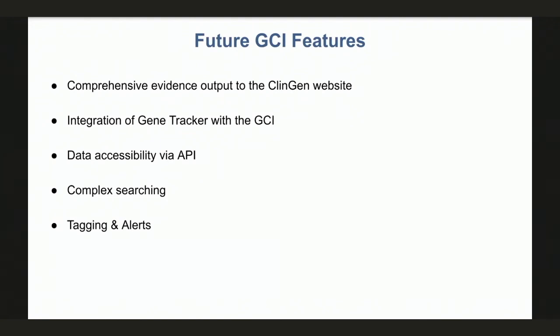We're also working on an API for the GCI so that ClinGen GCEPs can access and export all of their own data. And we're currently specifying what complex search features users would like to be able to use within the GCI itself in order to find specific sets of records. In doing so, this allows the GCEPs and the Gene Curation Working Group as well to examine the curations within the GCI, which in turn will feed back to improve guidance on how to do gene curation.